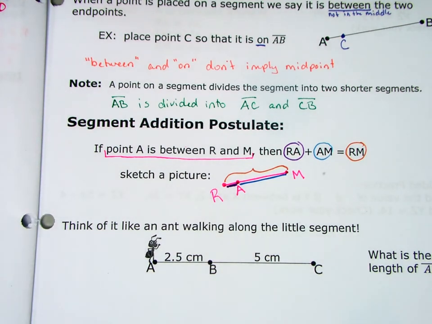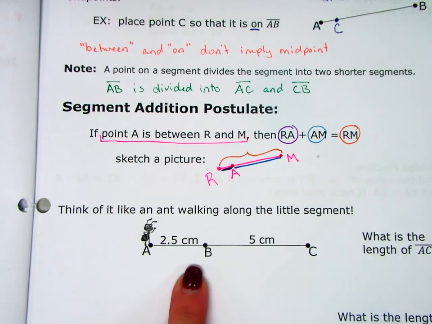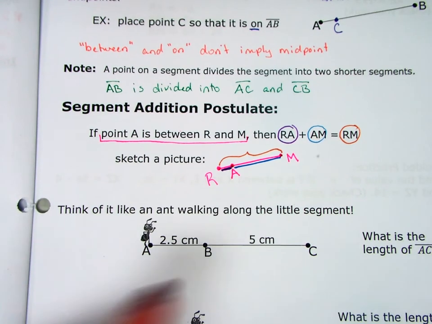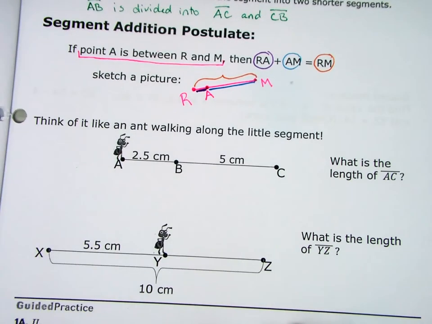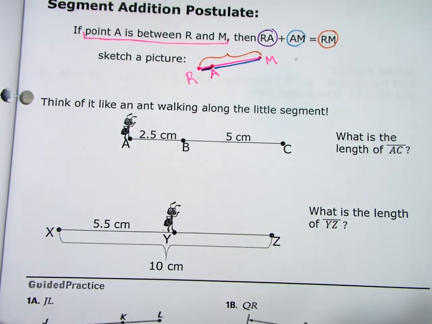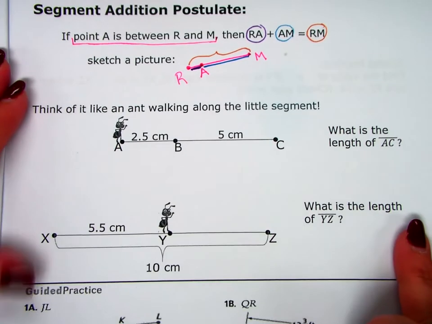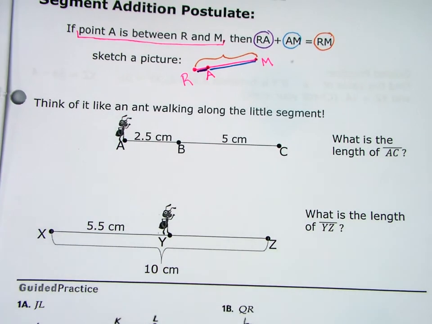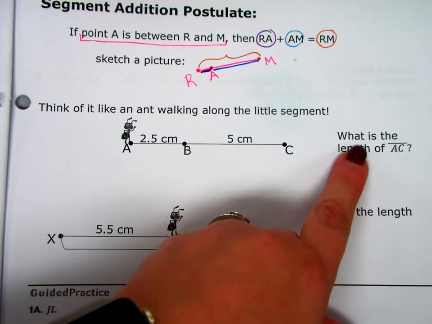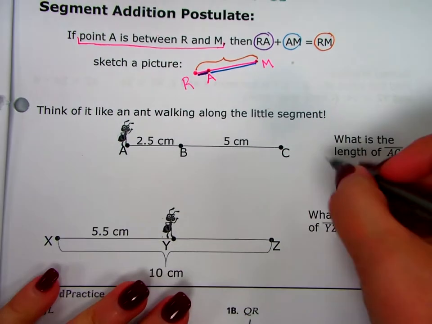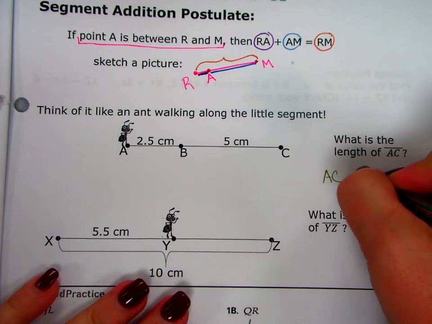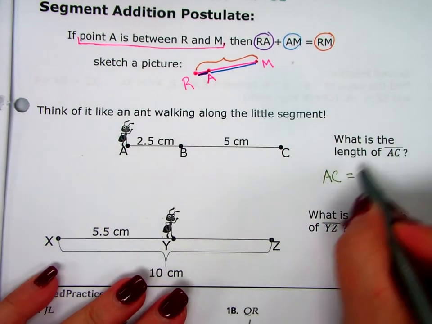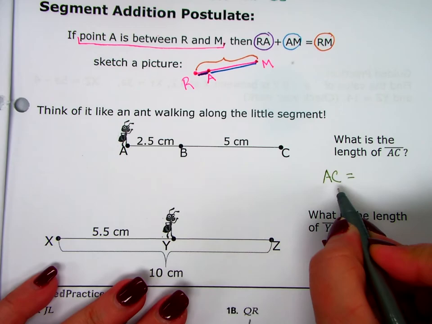Another way you could think of it, I said down here, is you could think of it like an ant walking along a segment. I'm going to fold this back so I can slide it. And then I just want to know, what is the length of segment AC over here? So we're going to say AC equals. So the length of AC means I want to know how far is it from A to C.